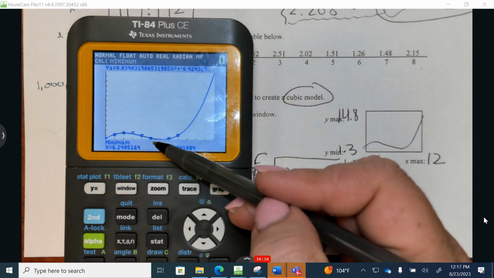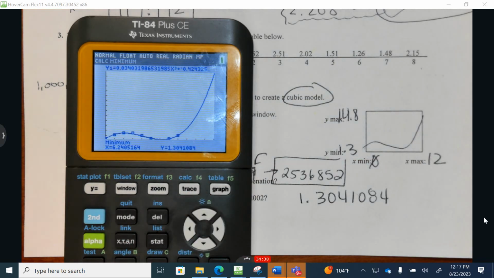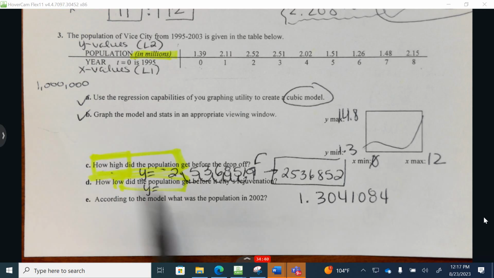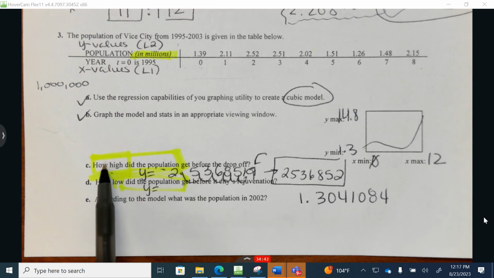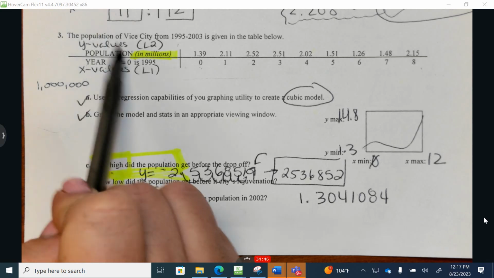So once I found the minimum value and I identified the population, you may be wondering, how do I know if I focus on the X or the Y? That's why we're boxing things in. I want to know population. I want to know Y.